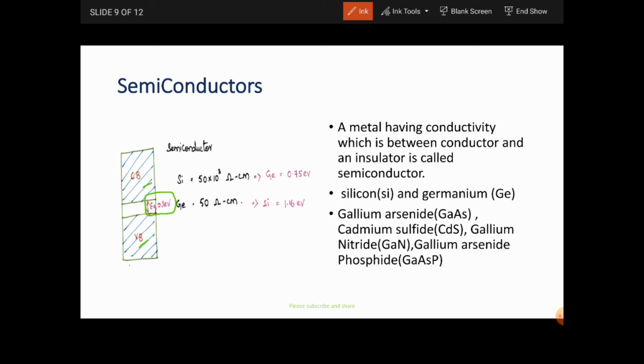In such materials, the energy provided by the heat at room temperature is sufficient to lift the electrons from the valence band to the conduction band. Because there is a narrow gap between the conduction band and valence band, even room temperature heat would be sufficient for the electron to jump from VB to CB.